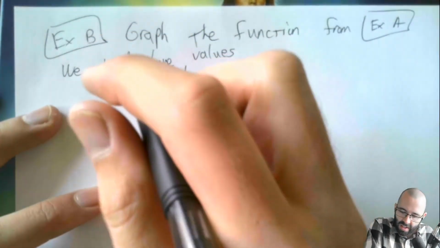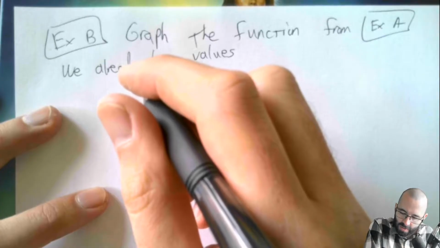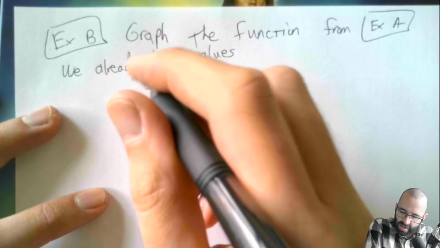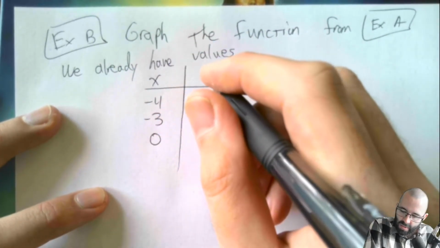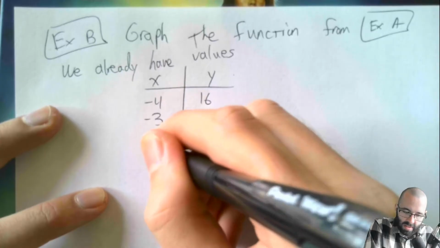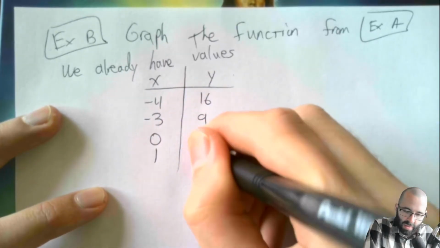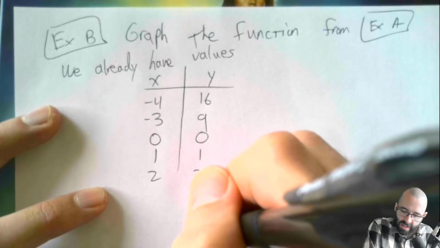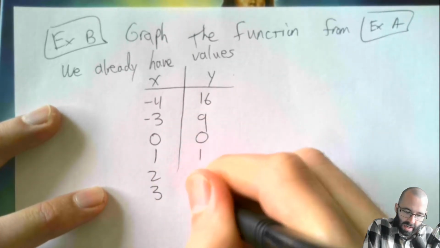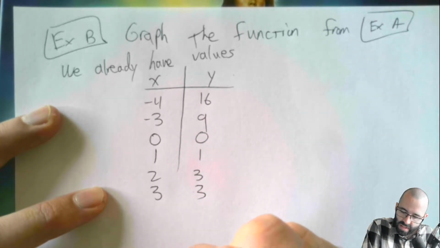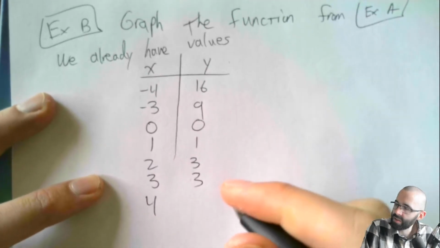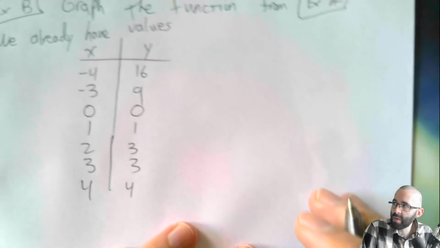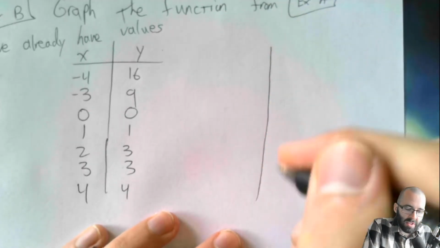What else did we have? Did we have a negative 2? No. Did we have a negative 1? No. Did we have a 0? Yep. When x was 0, we had that y was 0. When x was 1, y was 1. When x was 2, y was 3. And when x was 3, we were at 3 as well. And when x was 4, we were at 4. So we already have a bunch of x and y coordinates.